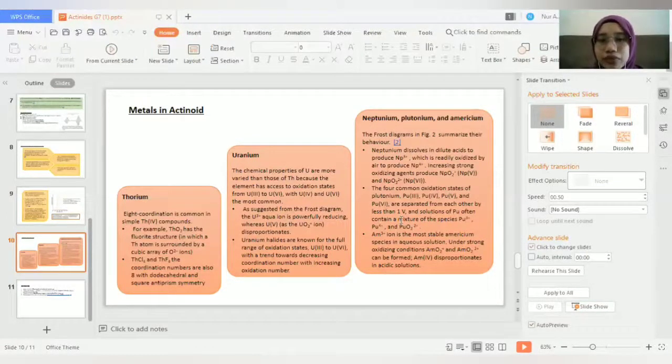For americium, the most stable is americium 3+, because under strong oxidation conditions, americium oxide AmO2+ and AmO2 2+ can be formed. Americium 5 disproportionates in acid solution.